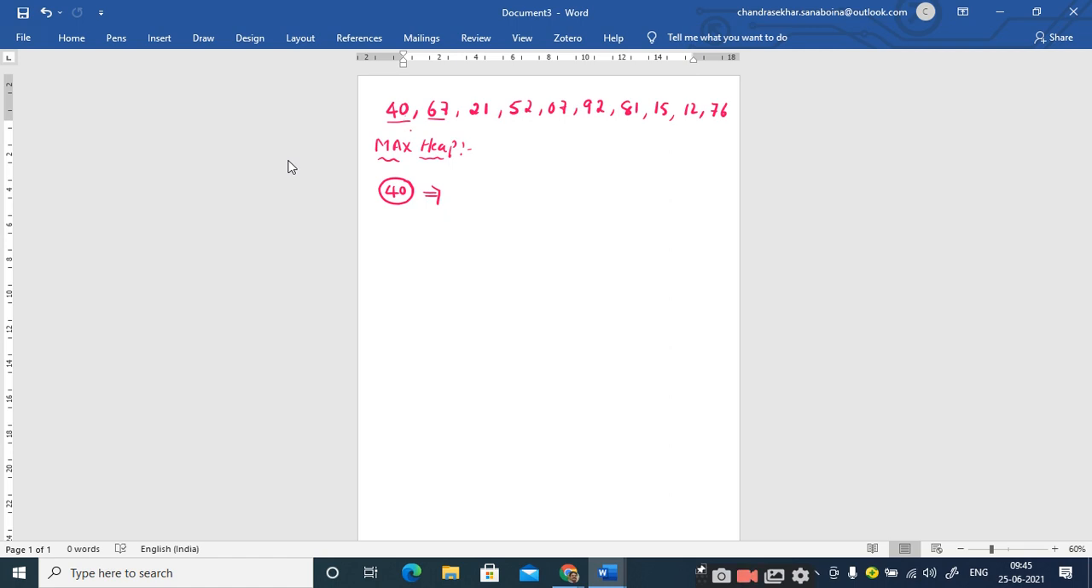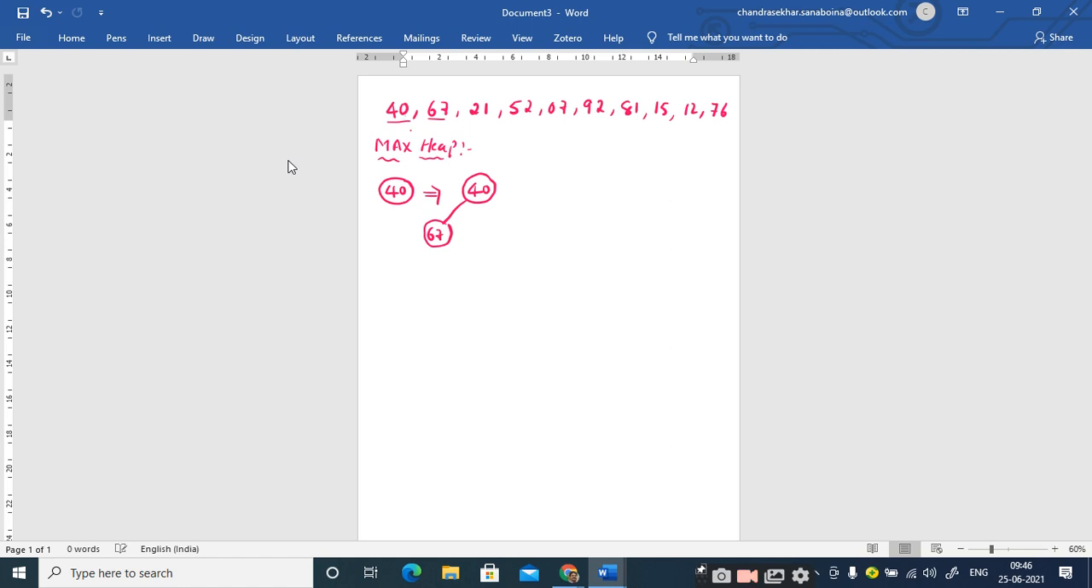So where should I keep this 67? Left child of 40. So I should keep 67 as the left child of 40. Okay. Now the first property is satisfied. Let me make it as 1. But you should also go and check the second property. What is the second property? The heap property: the root node must be greater than or equal to the child node.